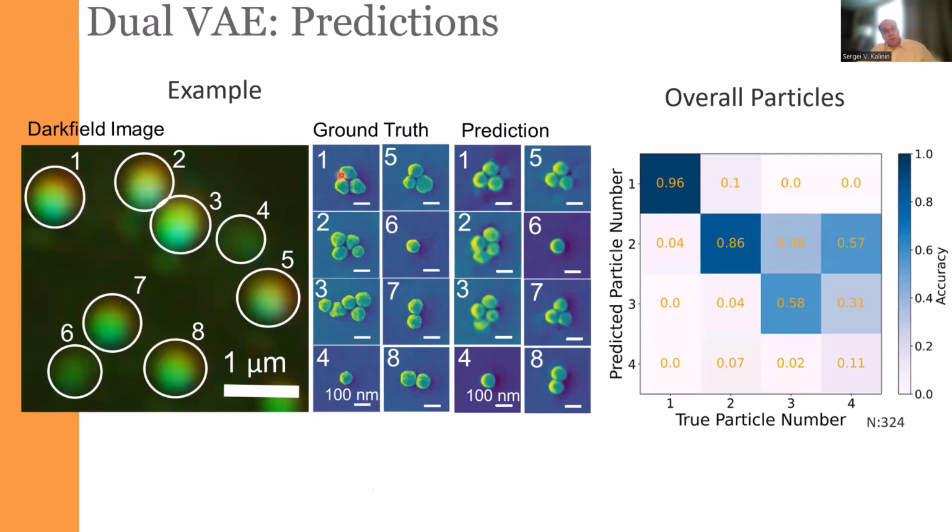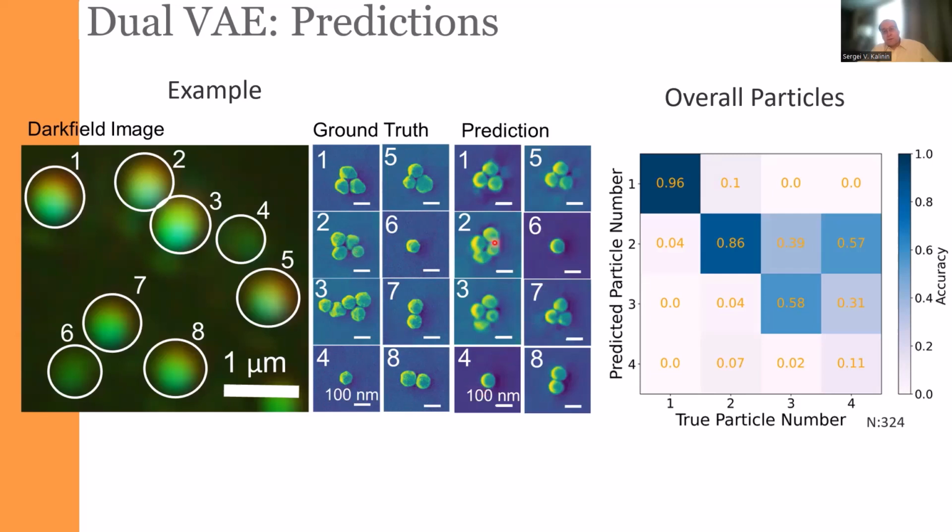So let's look at how things work. This is the optical image. This is the ground truth corresponding to these 8 particles. And these are the predictions. So for trimers, we got the predictions almost right. The monomers, we get the predictions exactly right.